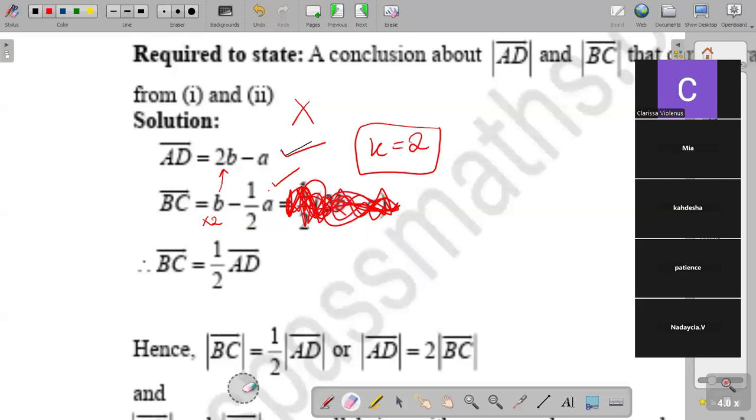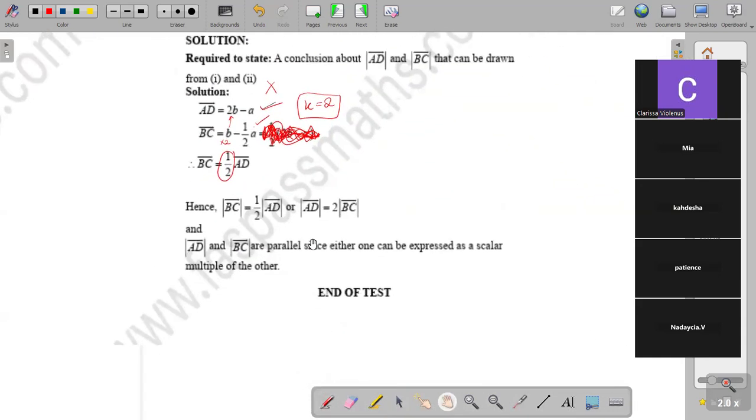Not parallel. So once we know that one is a multiple, and I spoke to you that a multiple could be a fraction, once one is a multiple of the other, it means that it is parallel. If you got it, say got it.